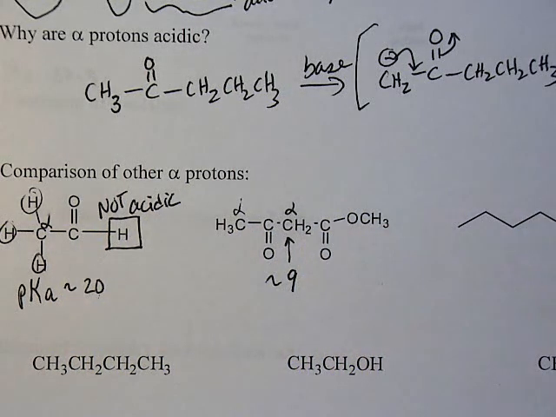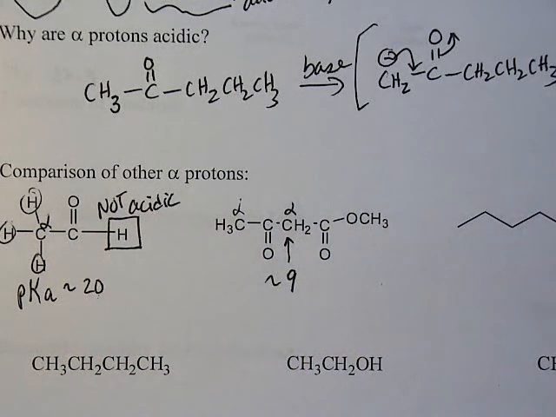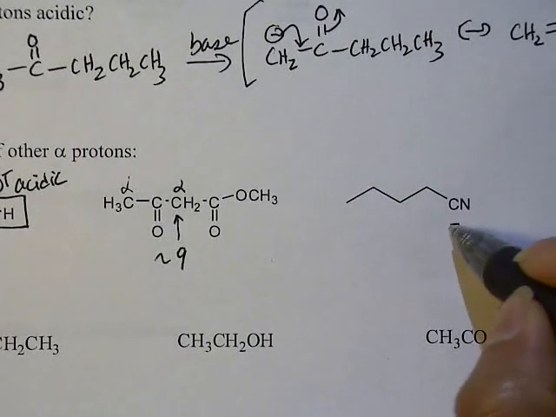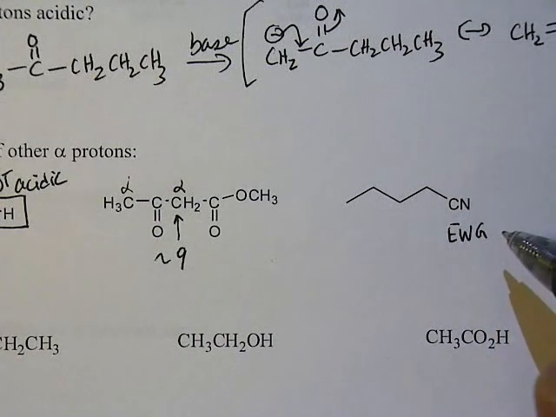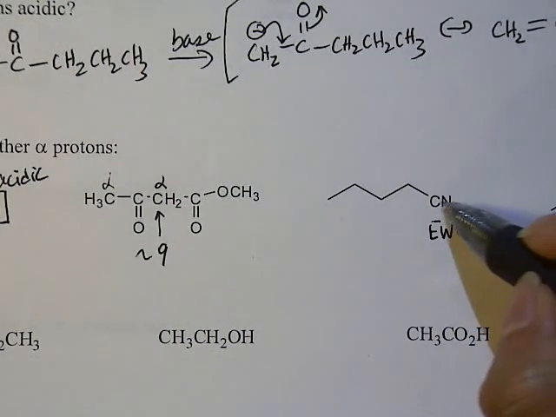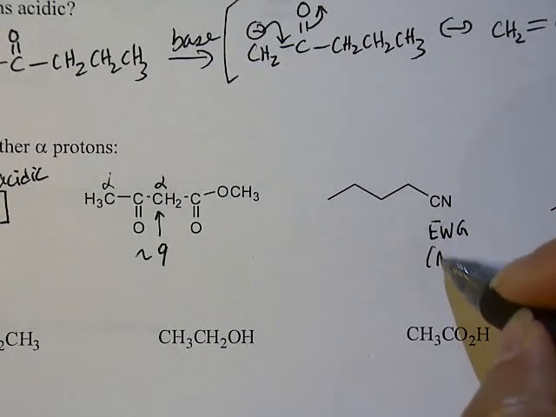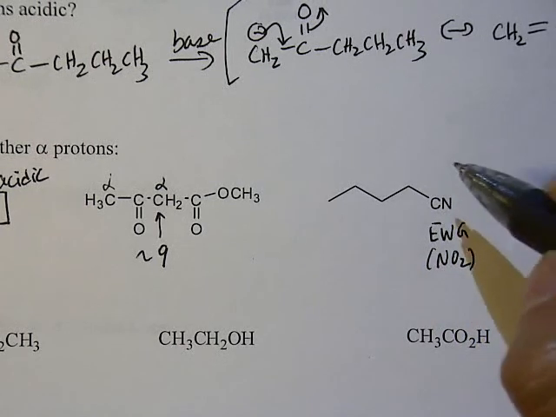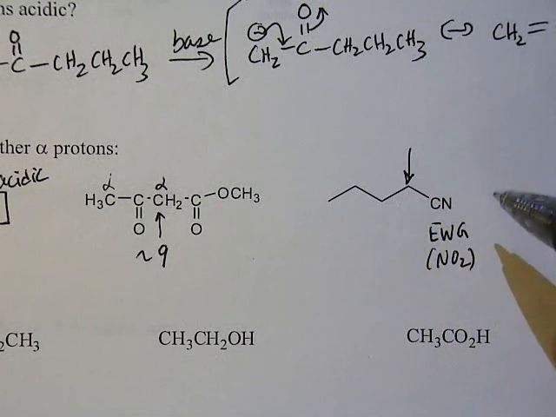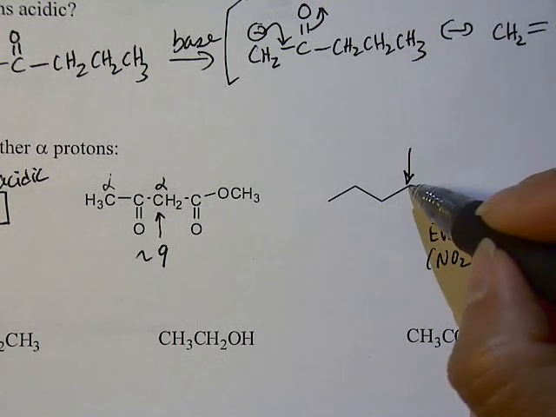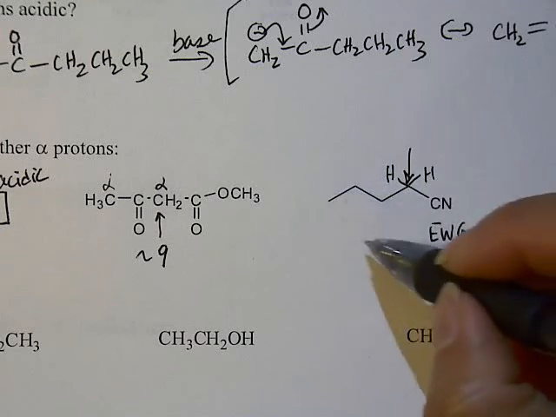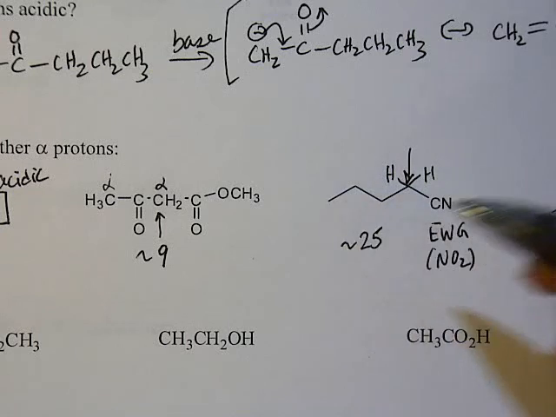So we're not restricted to the alpha carbon hydrogens next to carbonyl, but any electron withdrawing group will serve the same purpose. So this is a nitrile, but you could have the same thing happening if there's a nitro group. So the alpha would be over here. These hydrogens would be more acidic than these other ones, and this pKa is around 25.